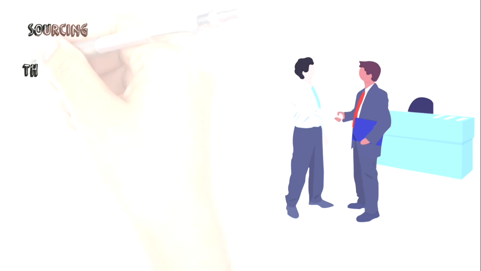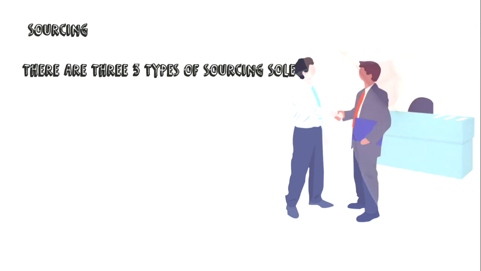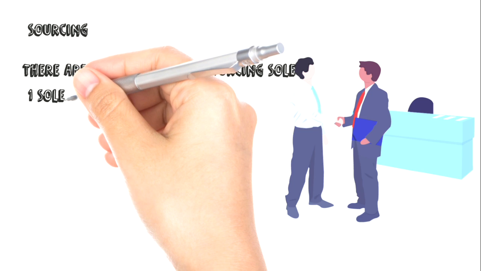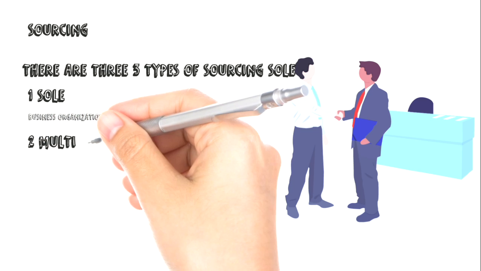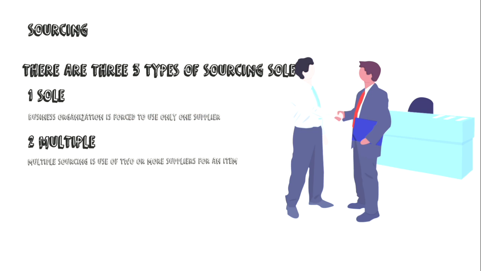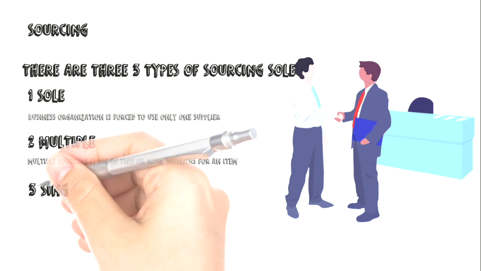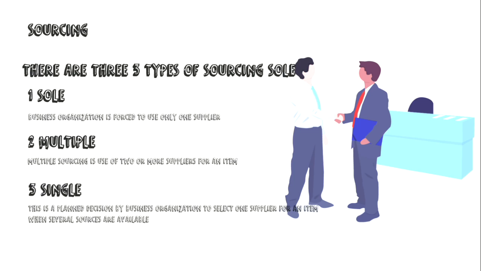The next topic is sourcing. There are 3 types of sourcing. Number 1 is sole, wherein the business organization is forced to use only one supplier. Number 2 is multiple, wherein multiple sourcing is the use of 2 or more suppliers for an item. Number 3 is single. This is a planned decision by the business organization to select one supplier for an item when several sources are available.